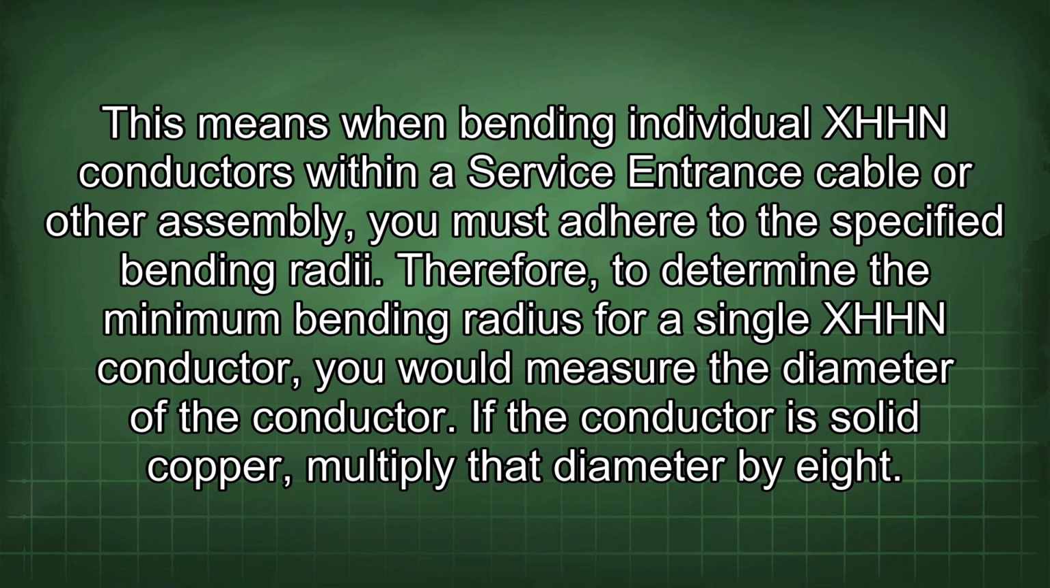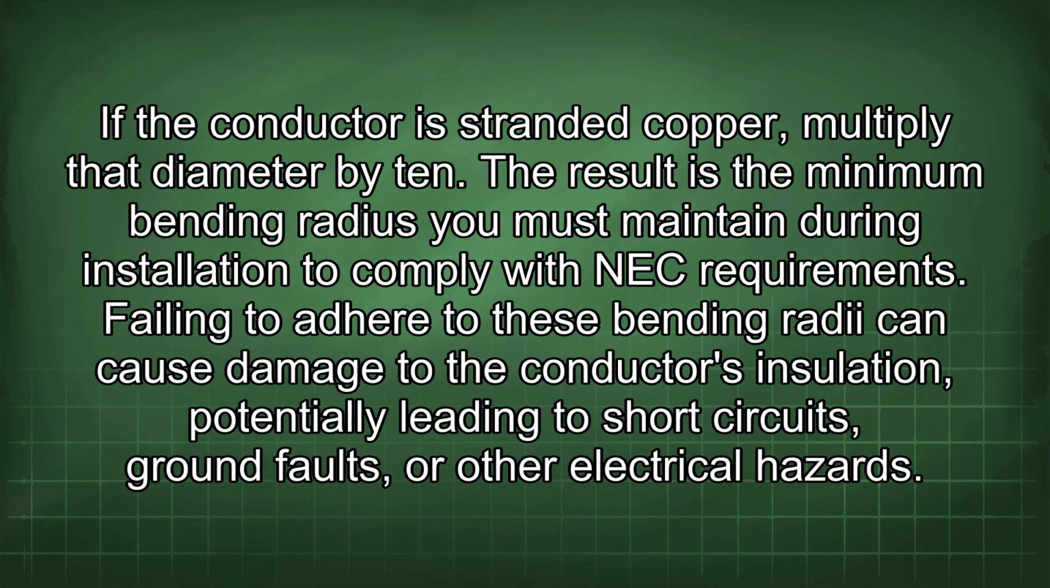Therefore, to determine the minimum bending radius for a single XHHN conductor, you would measure the diameter of the conductor. If the conductor is solid copper, multiply that diameter by 8. If the conductor is stranded copper, multiply that diameter by 10. The result is the minimum bending radius you must maintain during installation to comply with NEC requirements.